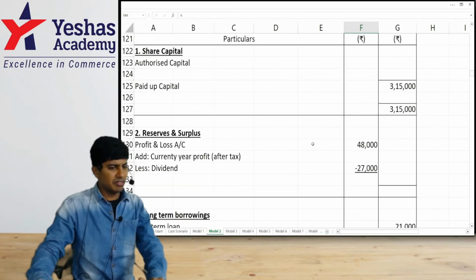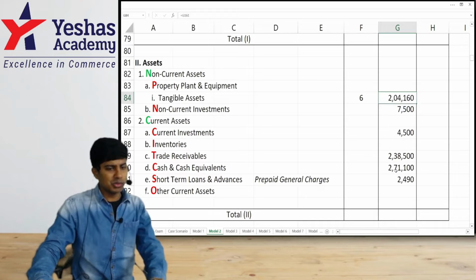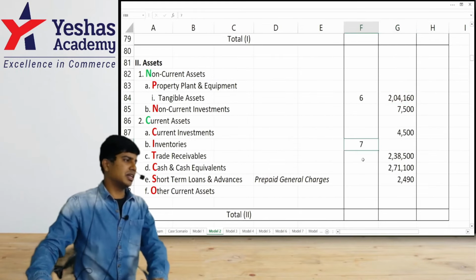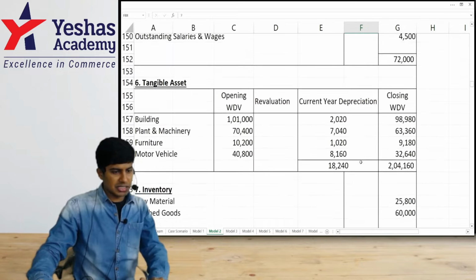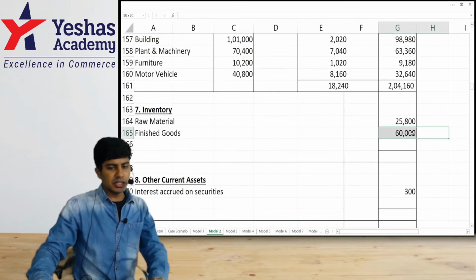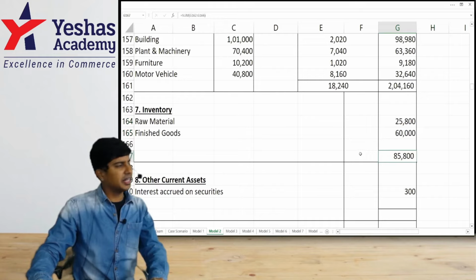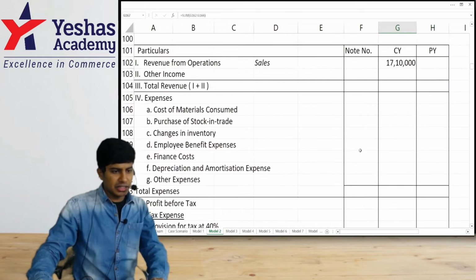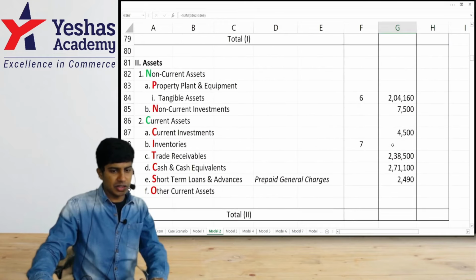2,04,160. Come to balance sheet, asset side, PPE, tangible assets, 2,04,160. So these are the items without notes to accounts, already posted. Inventory will be our note number 7. Shall we write note number 7, inventories? Come to note number 7. 60,000 plus 25,500, 85,800. Note number 7, inventory.